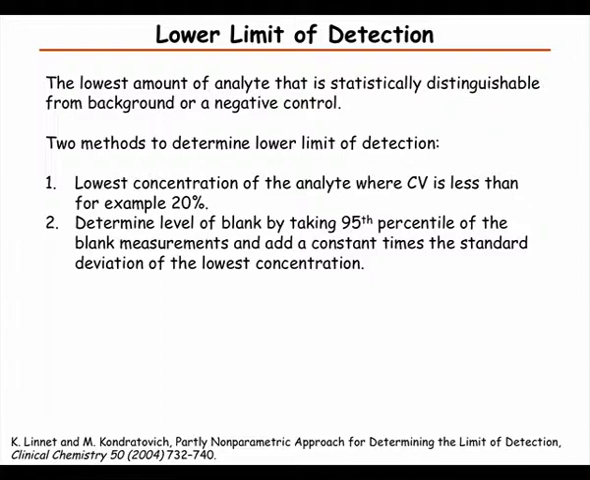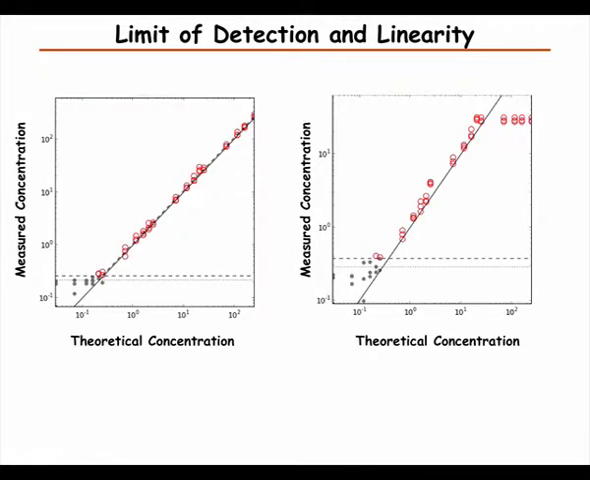And this is a practical, quite easy to implement method, but probably not the best. Another method that was proposed in this paper that's cited here is to first measure the blank many times, and then take the 95th percentile of the blank measurements and add a constant times the standard deviation of the lowest concentration that you can measure to get the limit of detection.